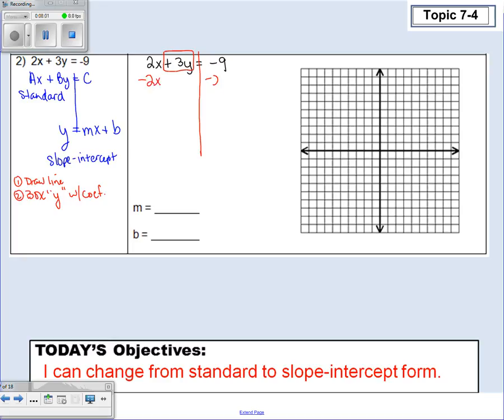So we're going to subtract 2x from both sides. That's what's not in the box. The 3y is still in the box. It comes on down. So I move the x. Positive 2x minus 2x is 0.